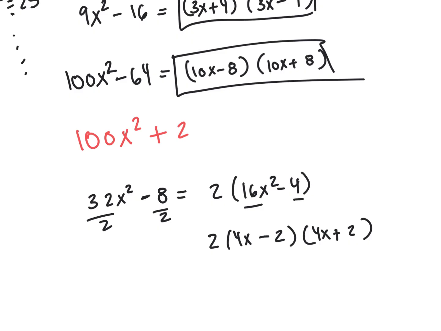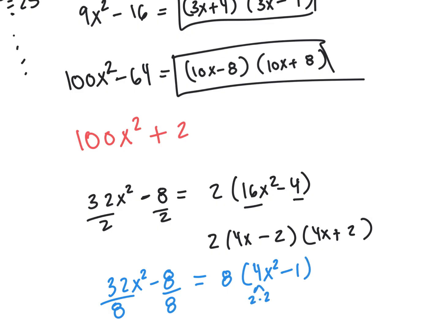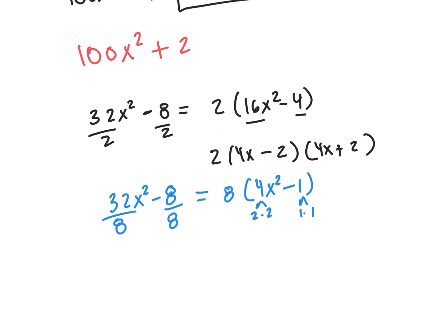Close. And then, I don't know if you noticed, but notice this is 4 and 2. They're both even, so they still have a GCF. So it looks like we didn't take the biggest GCF that they had in common. So let's go back and fix that. 32x squared and negative 8, they're both divisible by 8. That's the biggest GCF they have in common. So when I divide by 8, I end up with 4x squared minus 1. And this is 2 times 2, and this is 1 times 1. So now I can do difference of squares.